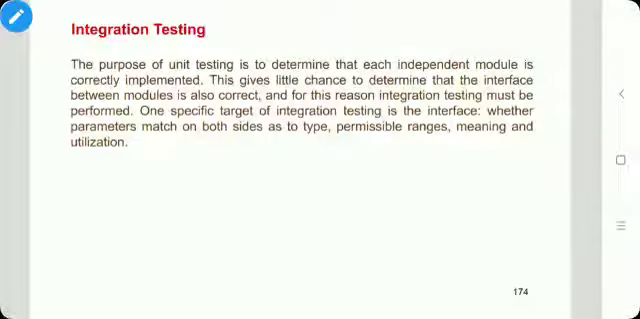Dear students, in the last section we have seen unit testing. In this section we will see integration testing.